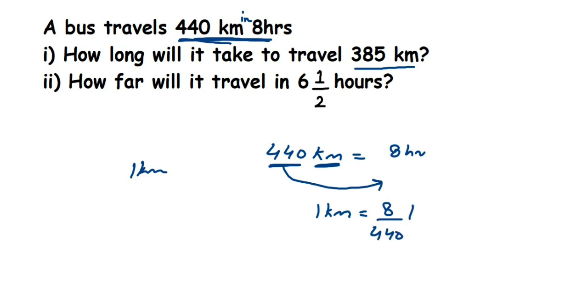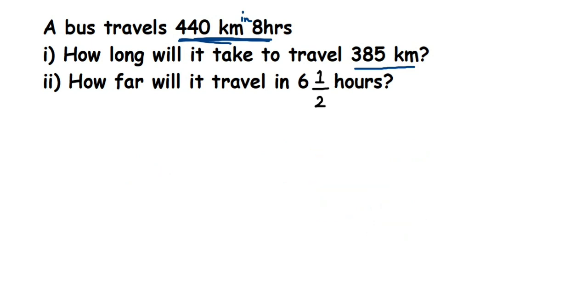So this will be for the 1 kilometer. So in 1 kilometer, the time taken will be 8 divided by 440 hours. Now I'm not going to cancel this. I'm going to cancel this later. So let me write down what is given here. So they have given a bus travels 440 kilometer in 8 hours.